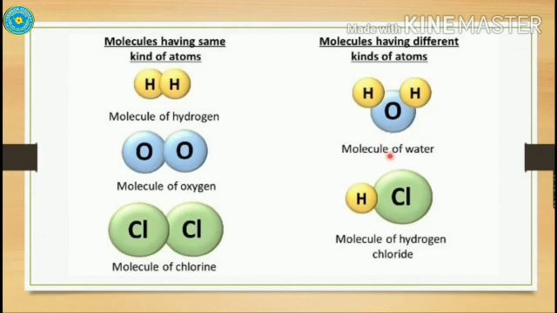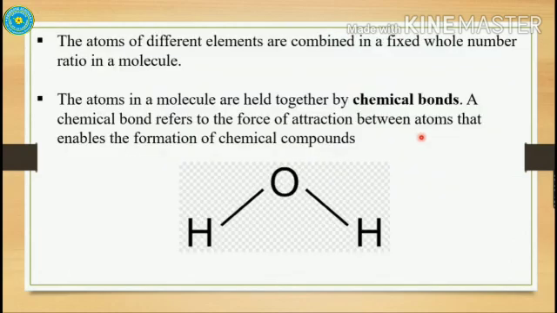In a fixed ratio. The atoms of different elements are combined in a fixed whole number ratio in a molecule. The atoms in a molecule are held together by chemical bonds. A chemical bond refers to the force of attraction between atoms that enables the formation of chemical compounds.